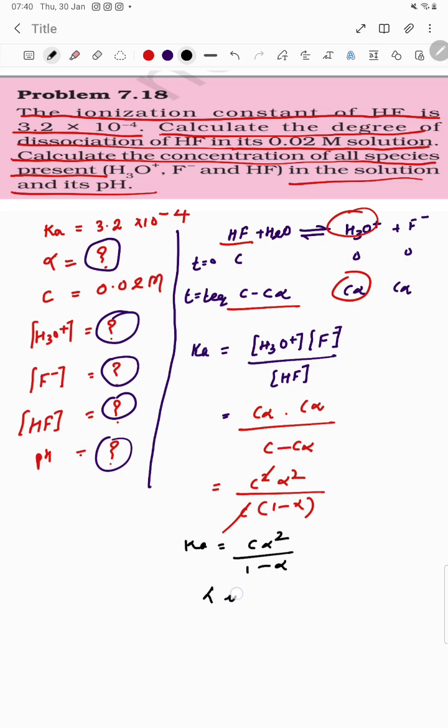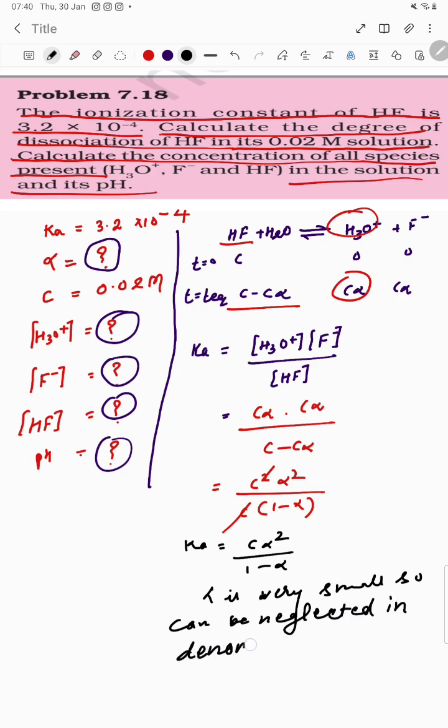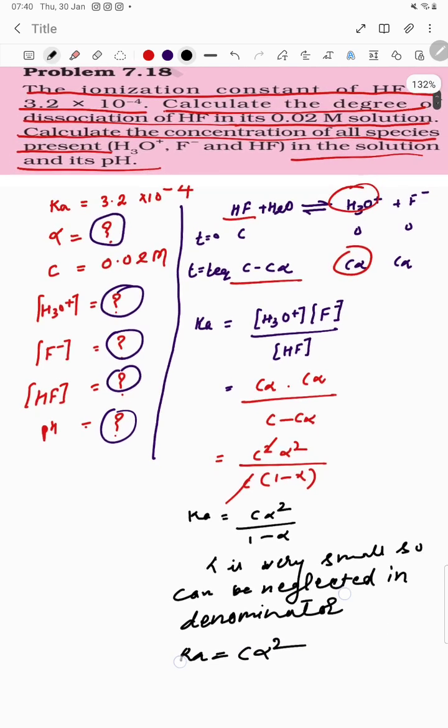Now alpha is very small, so it can be neglected. Where can we neglect it? Neglected in the denominator. So what will be there? Ka is equal to C alpha square.